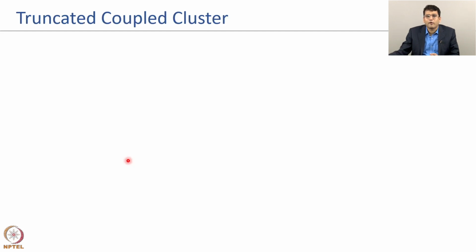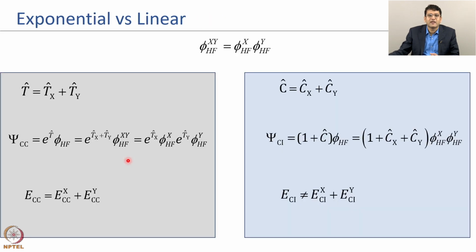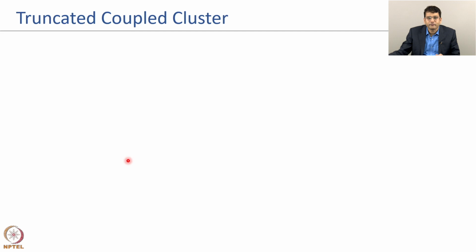Now, of course, for all practical applications, we need to truncate, but remember, whatever we have shown in the previous slide is applicable for any arbitrary order of truncation of the cluster operator. It does not matter if I truncate at 1 body, 2 body, 3 body, 4 body, these rules will hold true. Whereas for CI, the correct separability will only come when you go to the full CI wave function. For any truncated limit, this will not be true.